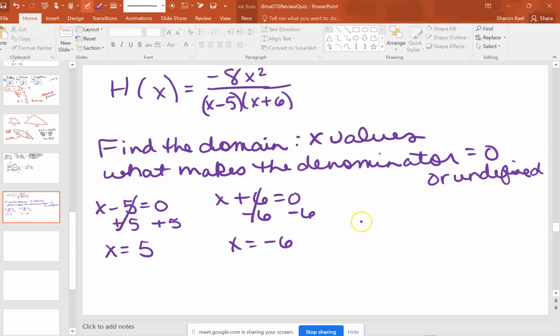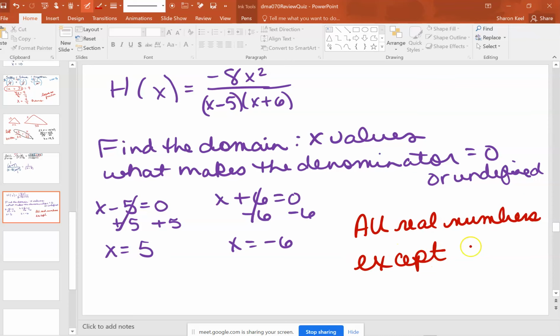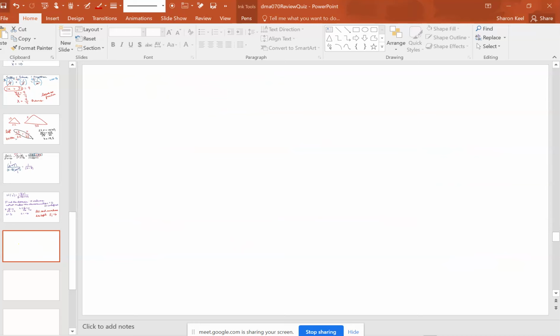So the answer is going to be all real numbers except, and the two exceptions are a +5 and a -6. So you would just type in those two values. So this, like I said, is just like section 1. You're just determining what makes the denominator undefined.